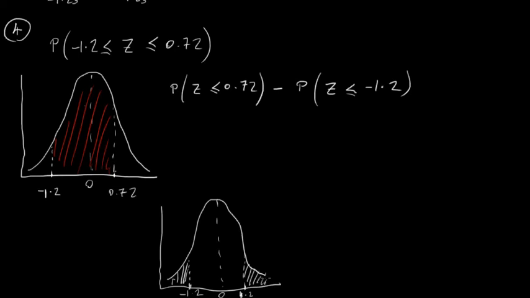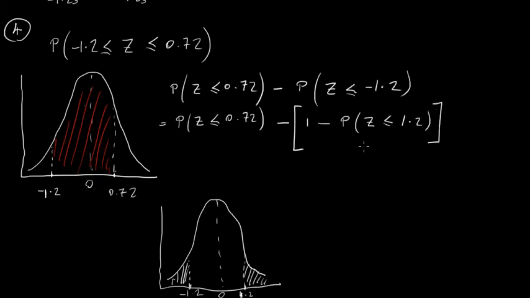And to find this, we need to just read 1.2 from our tables. That will give us all of this area down here, the probability of being in this area here. Subtract that from 1, it'll give us the probability of being up here, which is the same as the probability of being down here. So really all of this will turn into the probability of z being less than or equal to 0.72 minus 1 minus the probability of z being less than or equal to plus 1.2. So really this is what we have to work out effectively. Okay, so let's see if we can work all of this out.